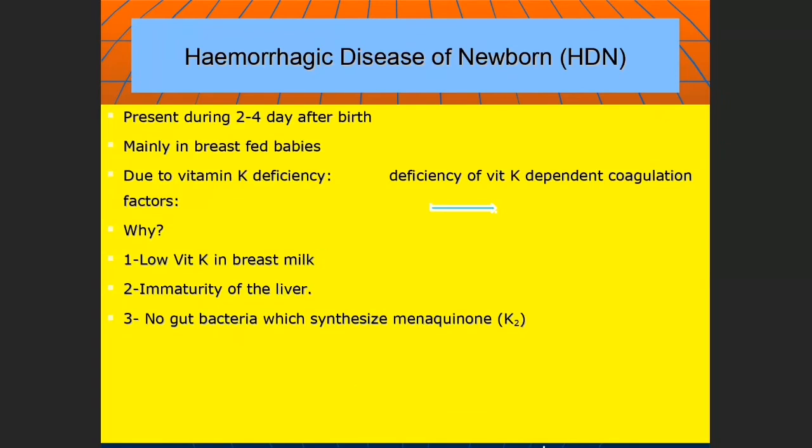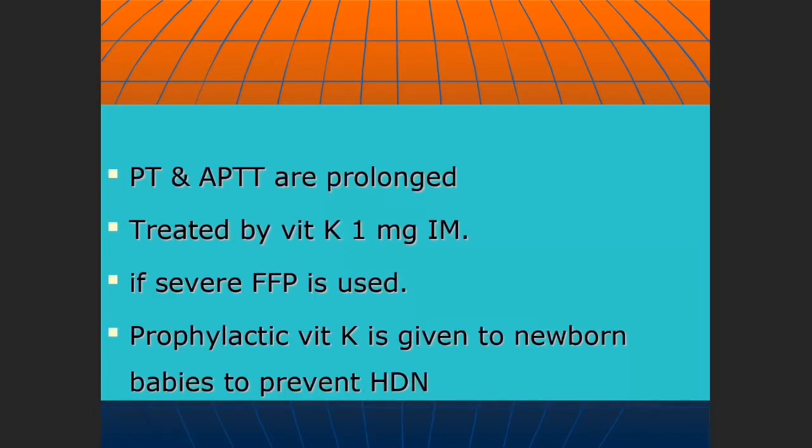In hemorrhagic disease of the newborn, both PT and APTT are prolonged because mainly of the immaturity of the liver to synthesize the coagulation factors. It is treated by 1 milligram intramuscular injection of vitamin K. And if the bleeding is severe, we give fresh frozen plasma with the vitamin K injection.